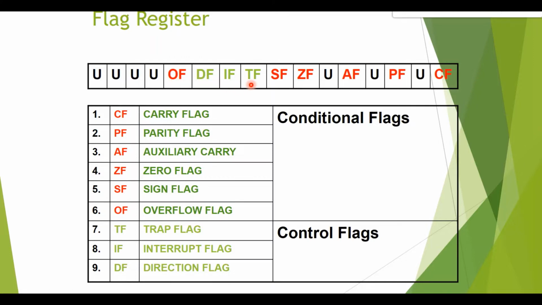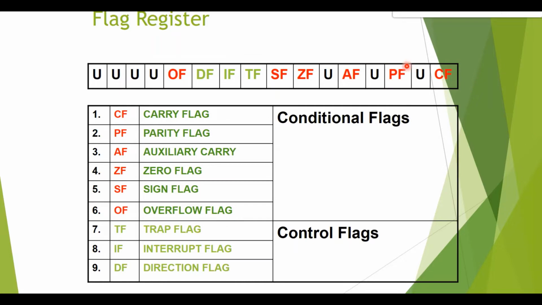ODIT. Okay, these are the 4 additional flags which are used in 8086 microprocessor. We have these 5 flags which are used in 8085, that is the carry flag. This is set or reset when a carry is generated in doing the arithmetic operation, or a borrow is generated in doing the subtraction operation.